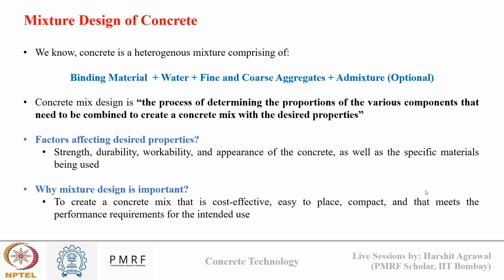Like suppose for an M30 grade concrete and for an M50 grade concrete, my mixture design will be different. Likewise, for getting a 50 slump and a 150 slump, my mixture design will be different. Another example can be for concrete comprising of just ordinary Portland cement, and for a concrete made with OPC plus fly ash or silica fume, my mixture design will be different. So several factors or several desired properties can govern the mixture design of concrete.